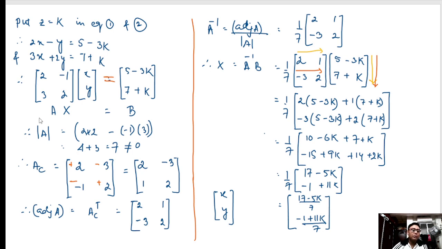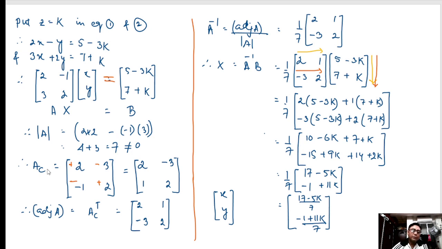Now we'll find mod of A. So how to find mod of A? 2 into 2, 4, and this is minus 3. So 4 minus of minus 3 is 4 plus 3 is 7, which is not equal to 0. And if it is not equal to 0, we know that it will be a unique solution, right? It will be a unique solution.